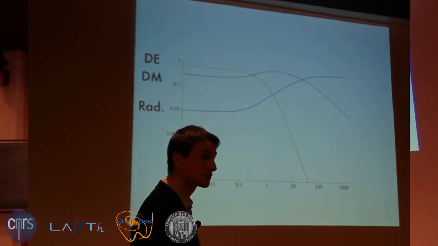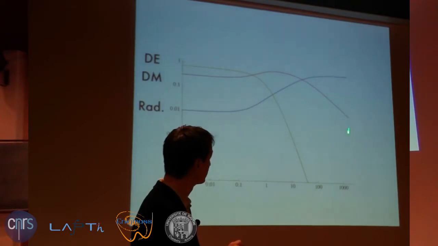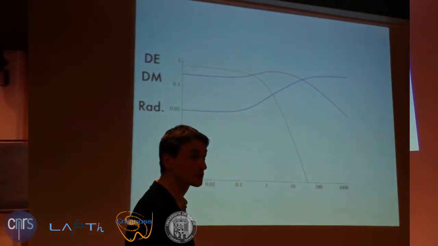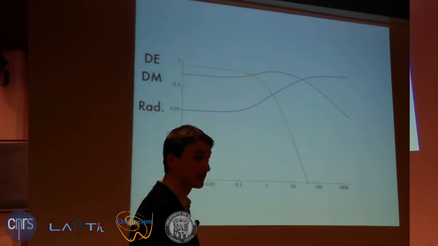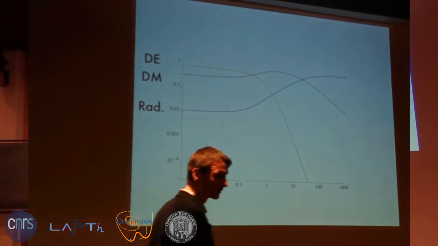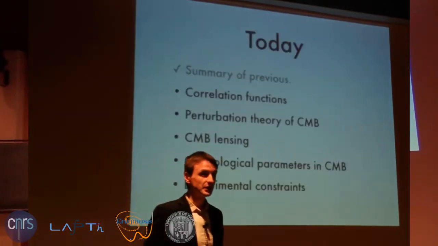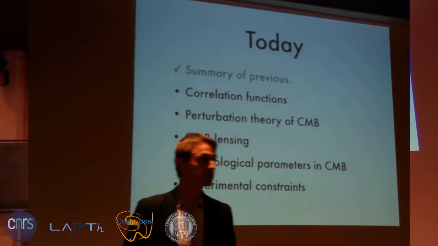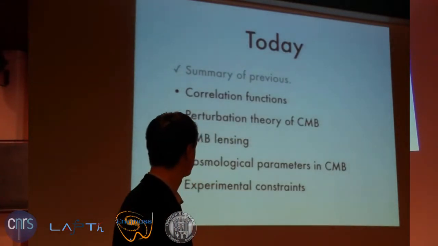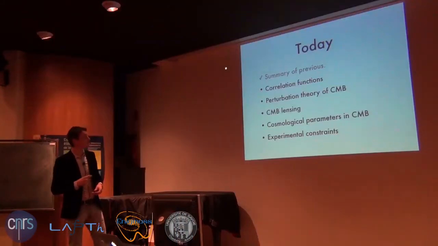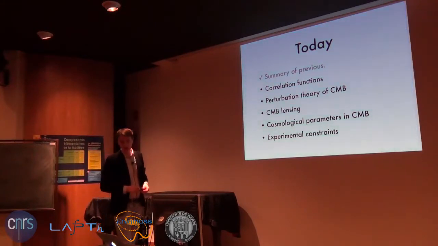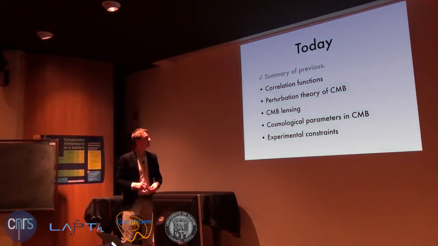But the light that we see from the cosmic microwave background traveled from here to us at redshift 0 here. So it did travel through space-time in which dark energy played a role. And we'll see in one of the topics that this actually becomes an interesting part of the photon trajectory. So that was a summary of the previous lecture. I hope that was fast enough.